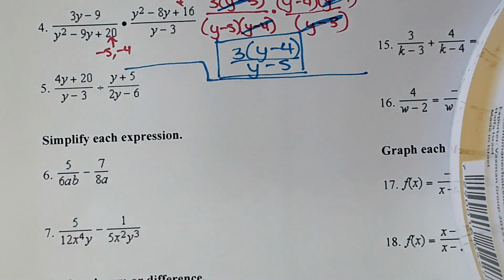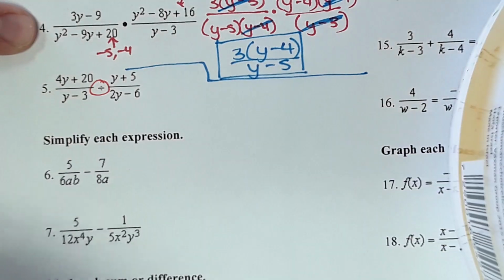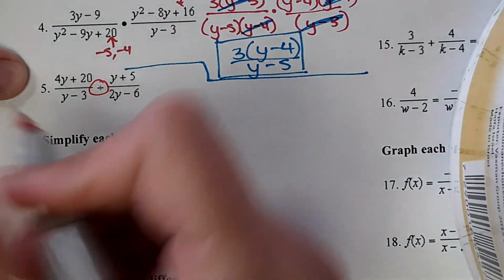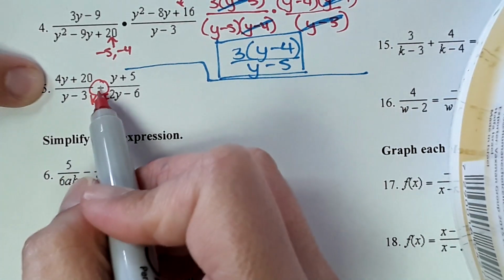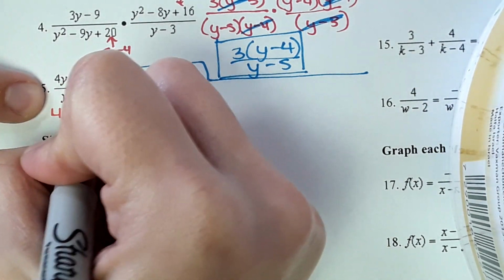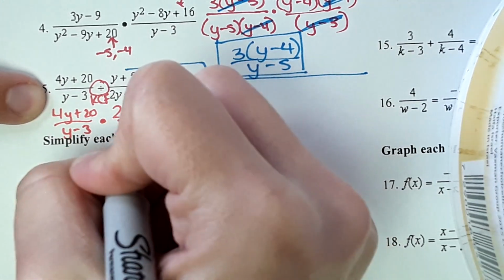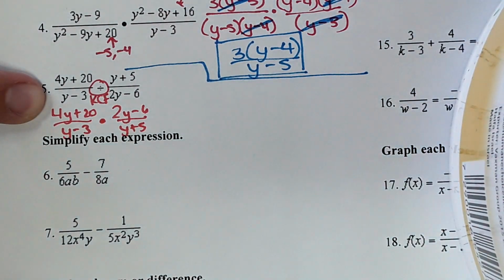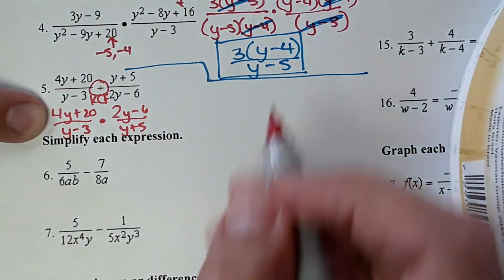Okay, number 5 is similar to number 4. The only difference is this division symbol right here. We can't do what we just did until everything's in multiplication. So in order to get this to multiplication, we're going to do keep, change, flip. Keep the first fraction, change the sign to multiplication, and flip the second fraction. So just rewriting it, keep the first one, change the sign, flip the second one, and then I'm going to factor stuff out and see what cancels.